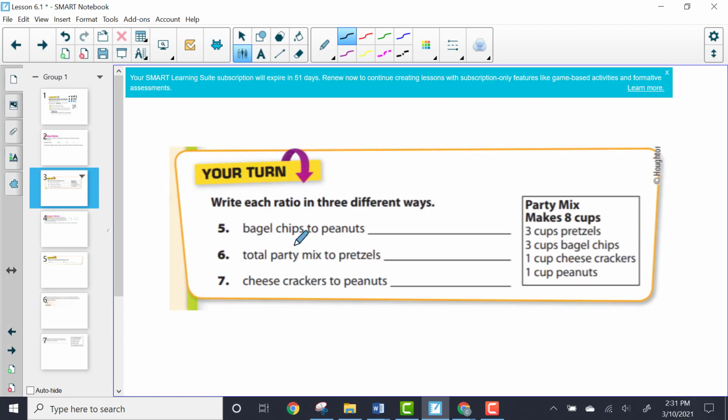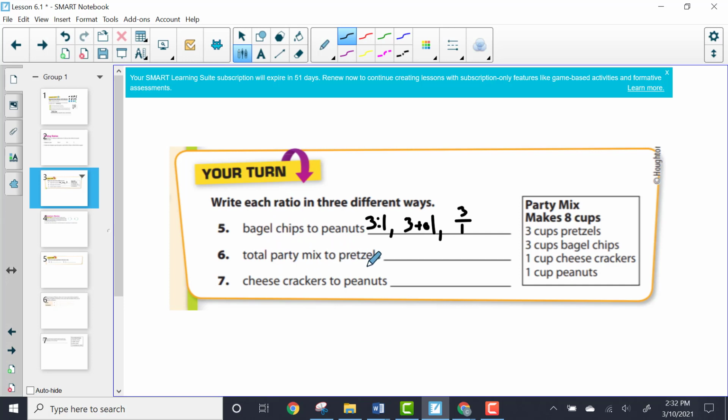So let's take a look at the bottom of page 150. We're going to write each ratio 3 different ways. If we're looking at bagel chips to peanuts, that's part to part. Bagel chips is 3, and the peanuts would be 1, so we could write it as 3 to 1 that way, also 3 to 1, and then we can write it as 3 over 1. So these are the 3 different ways. Again, this is part to part here.